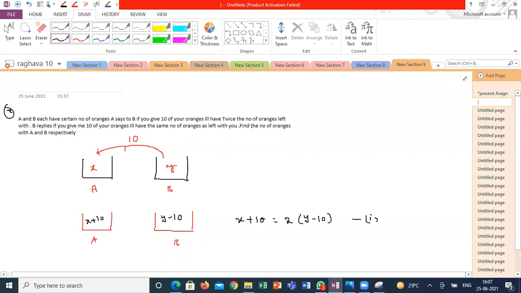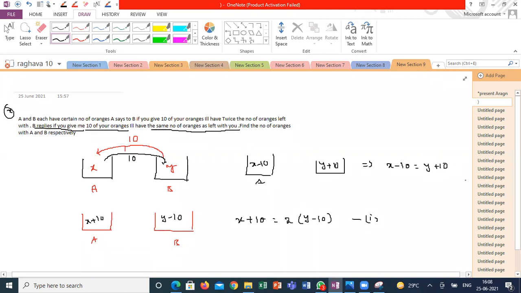What is the second equation? Second one. B replies, if you give me 10 of your oranges, I will have the same number of oranges as left with you. That means if I am transferring 10 oranges, that is x minus 10 for A, and B is having y plus 10. x minus 10 will be equal to y plus 10. Understood the second equation, what it is? Yes, sir. Solving this, you get x minus y is equal to 20 as my second equation. Here x plus 10 equals 2y minus 20, so x minus 2y is equal to minus 30 is the first equation.